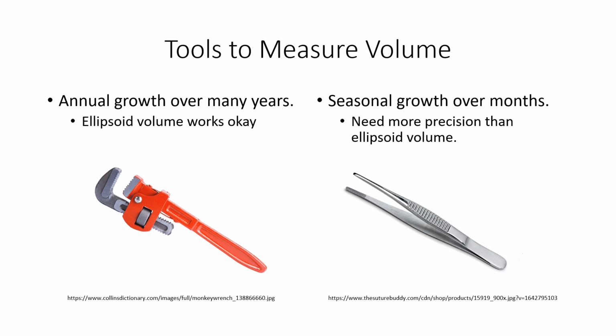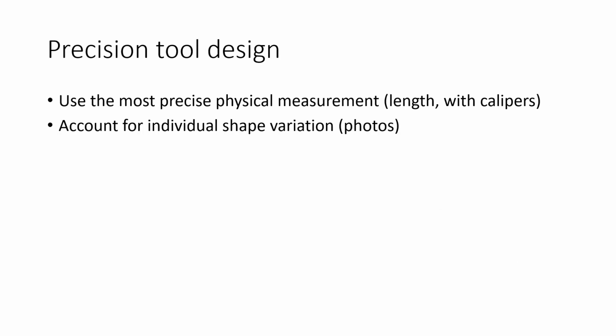Maybe I need a more precise tool. Sure, ellipsoid volume works okay given enough time, but perhaps I could find a tool that'd pick up smaller differences in size. Such a tool might perhaps rely on a combination of caliper-determined shell lengths combined with photographic analysis of shapes.